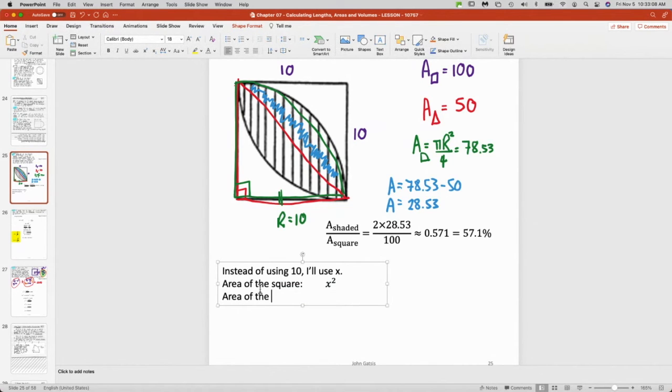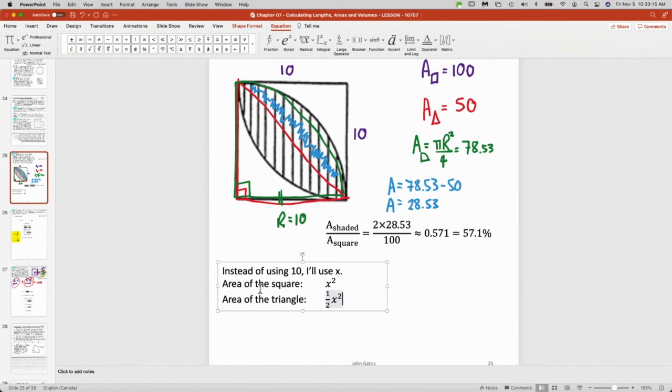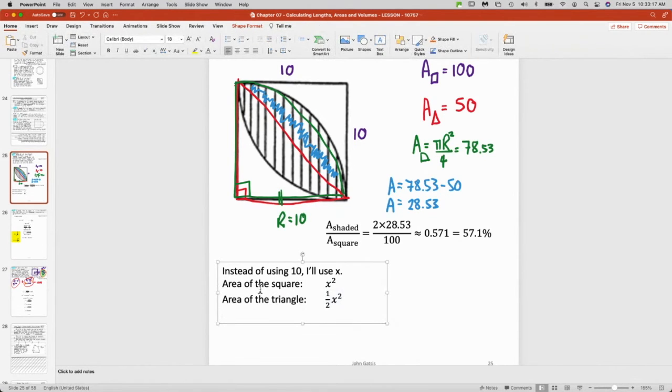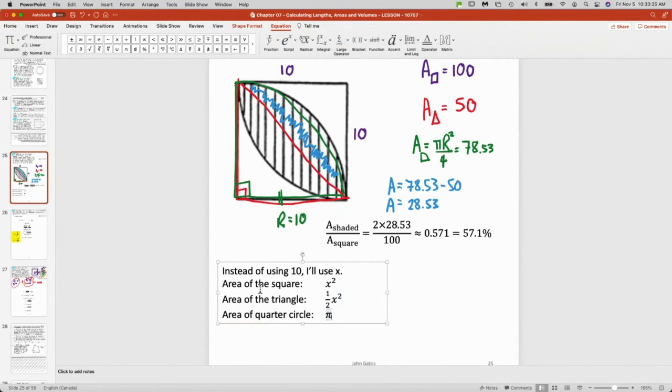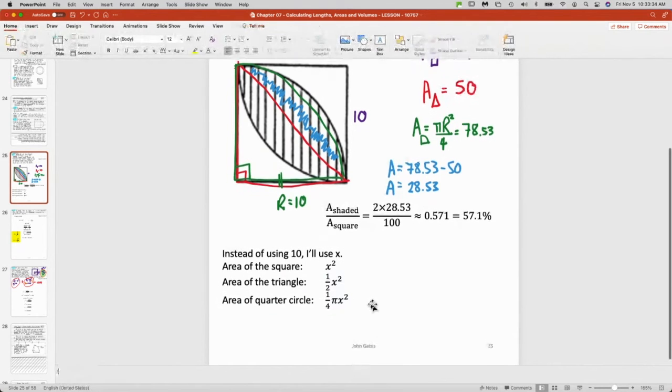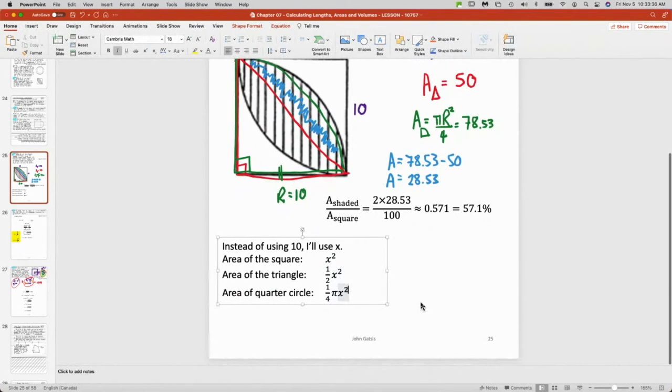The area of the triangle is half X squared. The area of the quarter circle is pi X squared, or pi r squared, but it's a quarter of that. And then we have the goods, now we can play.